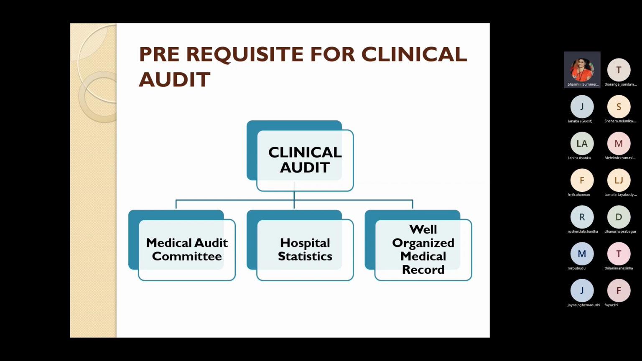Yes, each and every part we should have a medical record. The medical records will have the death rate, birth rate, admission, discharge, disease outbreaks, and medications. All the records will be there. So these are the three major essential components when we are talking about the clinical audit: the medical audit committee, hospital statistics, and a well organized medical record.